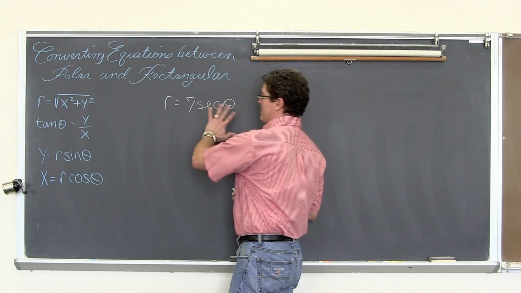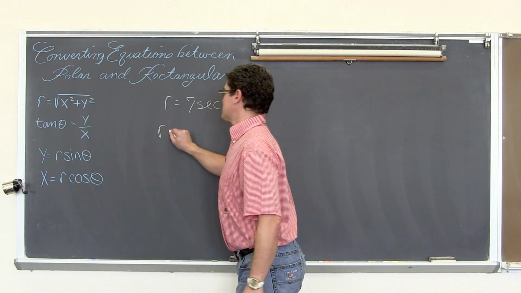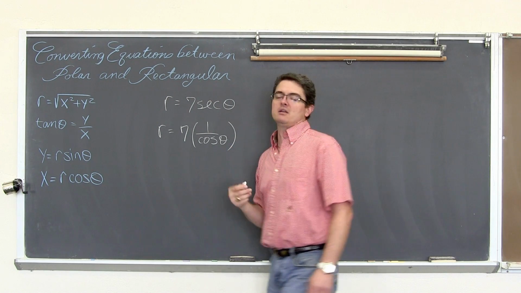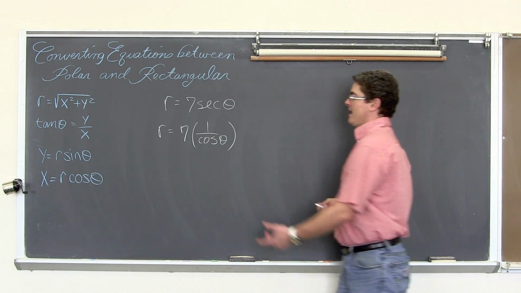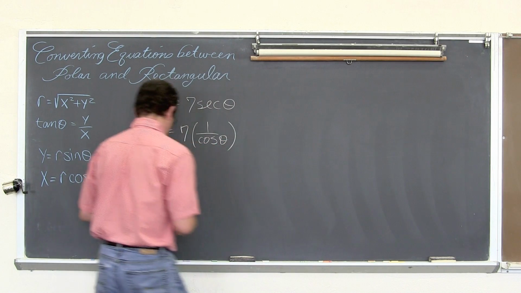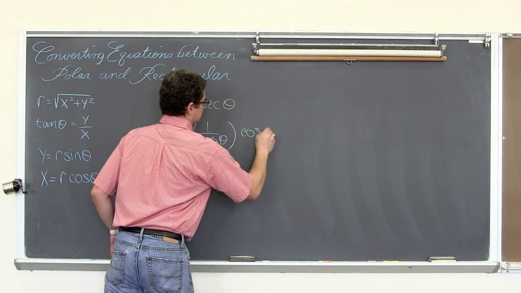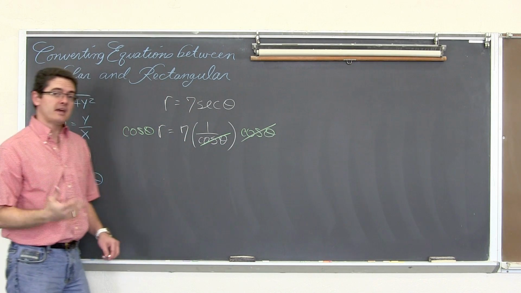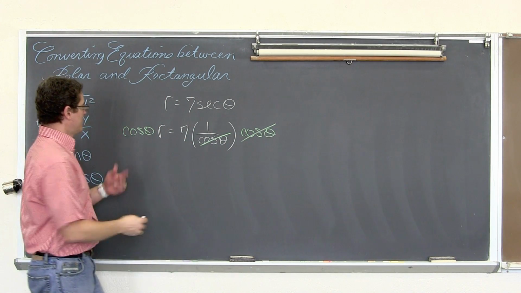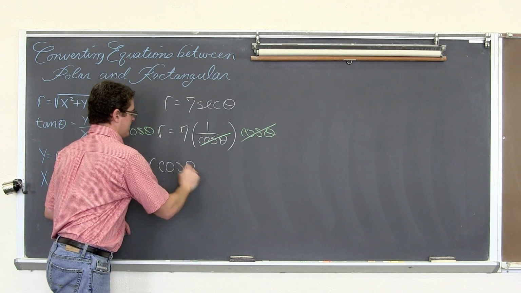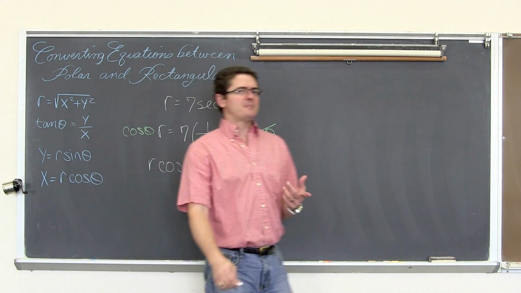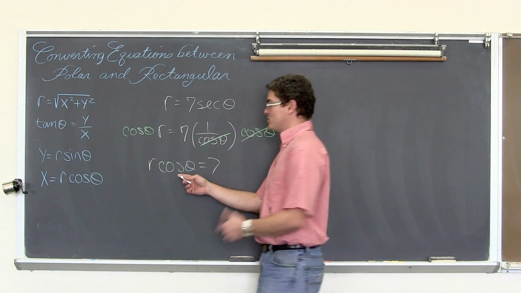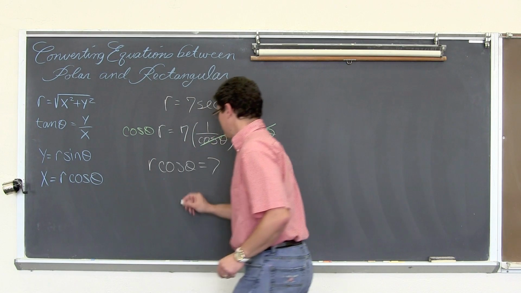So what I'm going to do is write this equation like this: r equals 7 times 1 over cosine theta. Remember, secant and cosine are reciprocal functions. I'm going to multiply both sides by the cosine of theta to get the cosine out of the denominator. And we have r cosine theta equals 7. Now, that algebraic step has not put us into rectangular form, but it has set us up for that substitution. r cosine theta is simply x.